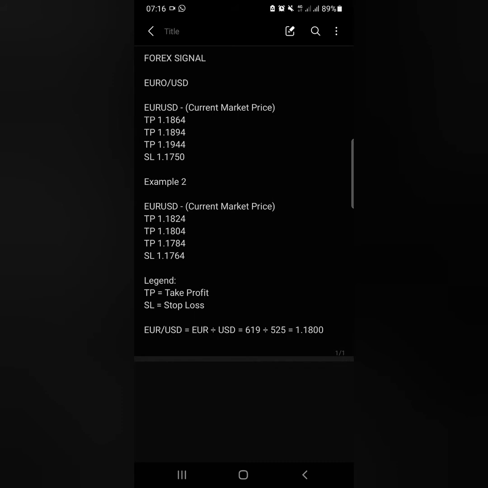But they'll give you the take profits, they'll give you the stop loss. I'm going to teach you how to take orders both at current market price and when they give you a particular value to buy the euro USD. Those are called limit orders, right? So let's go to our MT4.